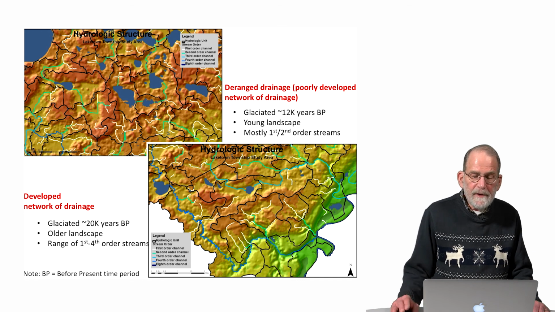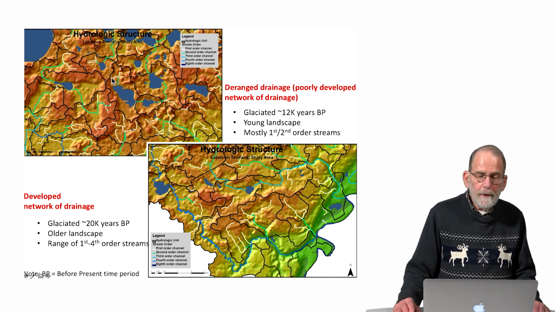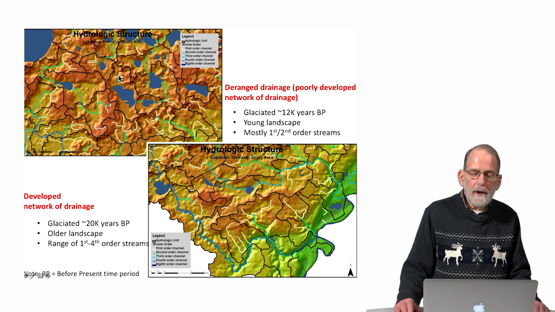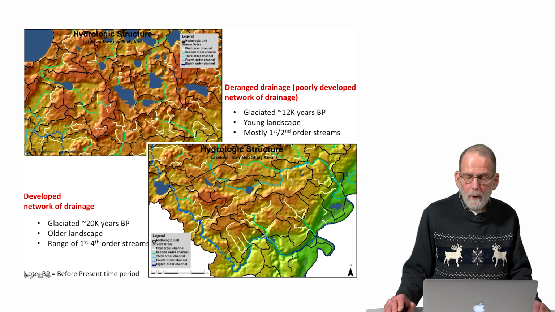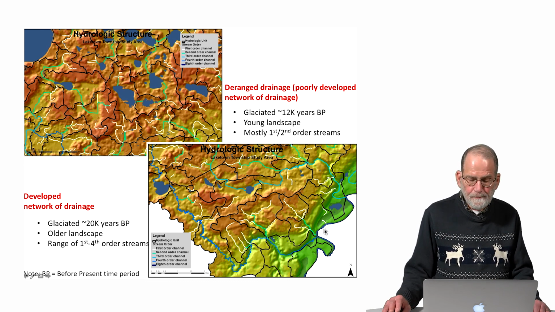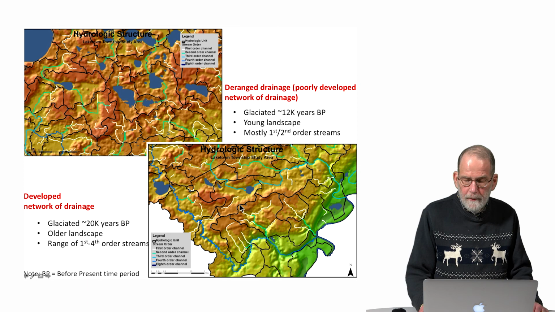And we can see in detail then the first order channels that really don't go anywhere at all. This is often referred to as deranged drainage, mainly because the channels really don't go anywhere. They don't provide that much drainage in the landscape. Whereas in the southern part of the watershed, we go all the way down to a fourth order channel that dumps into the eighth order channel. This is a much older landscape, and so it has a much better developed hydrologic network.